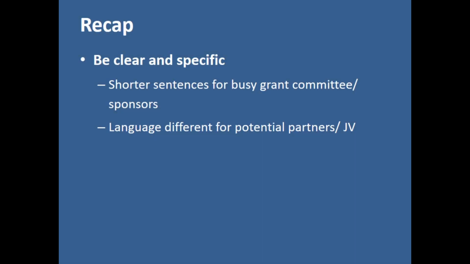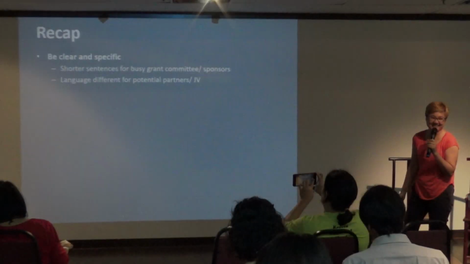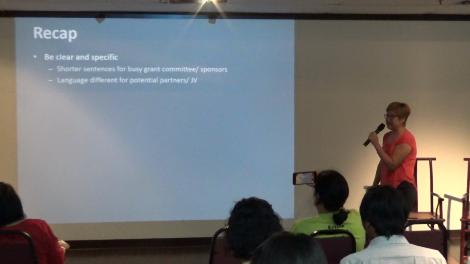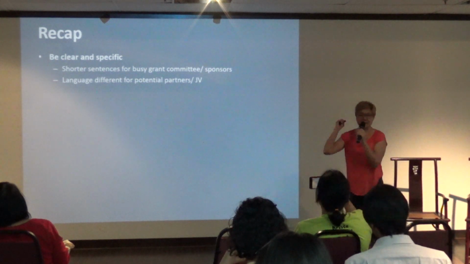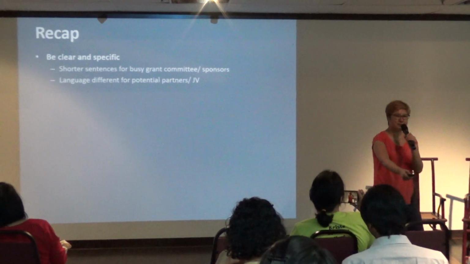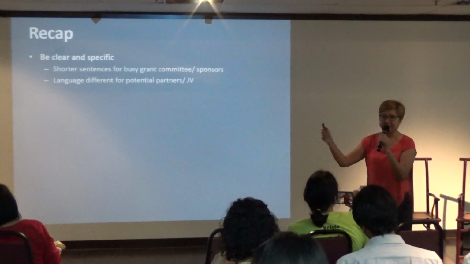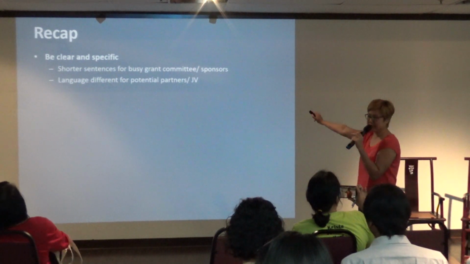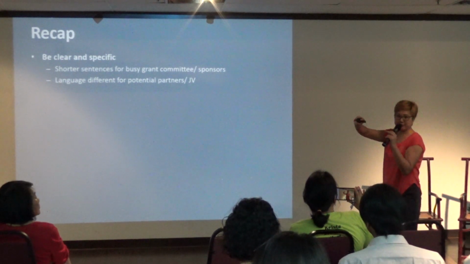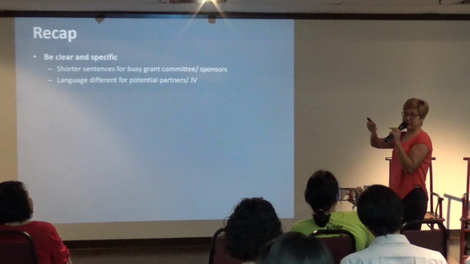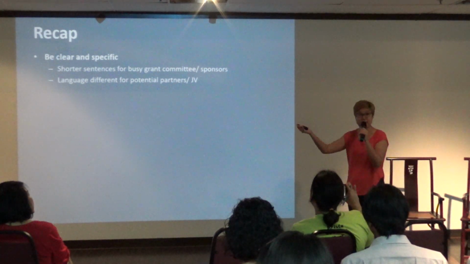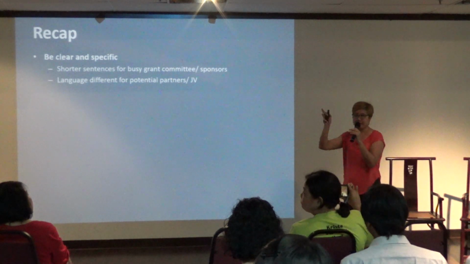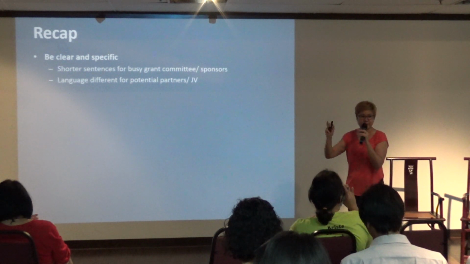So to recap, be clear and specific. Shorter sentences. Really, for a busy grant committee and sponsor, what kind of dance is it? What kind of festival is it? What kind of theatre show is it? Where is it going to be? How big is it going to be? I mean, this is okay, just be really clear and short about it. Because they have so much to read through. But if you're talking to a joint venture or a potential partner, then maybe you can go a bit more in your description in the beginning. Okay?